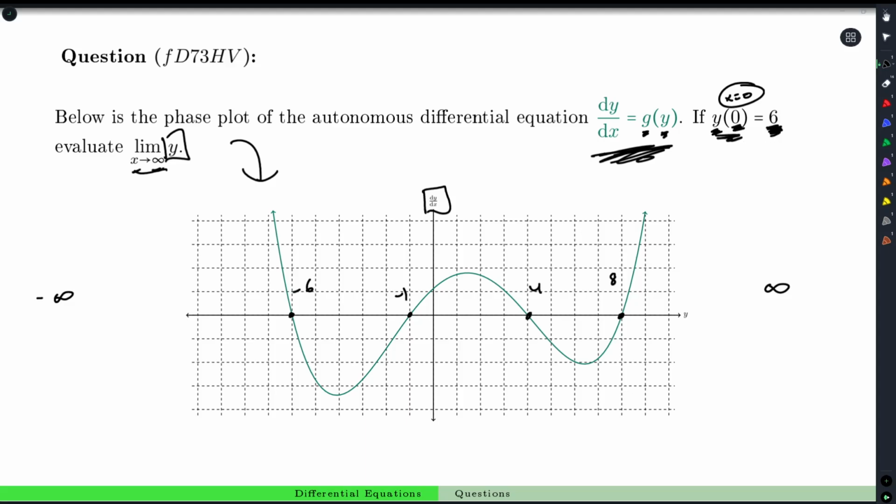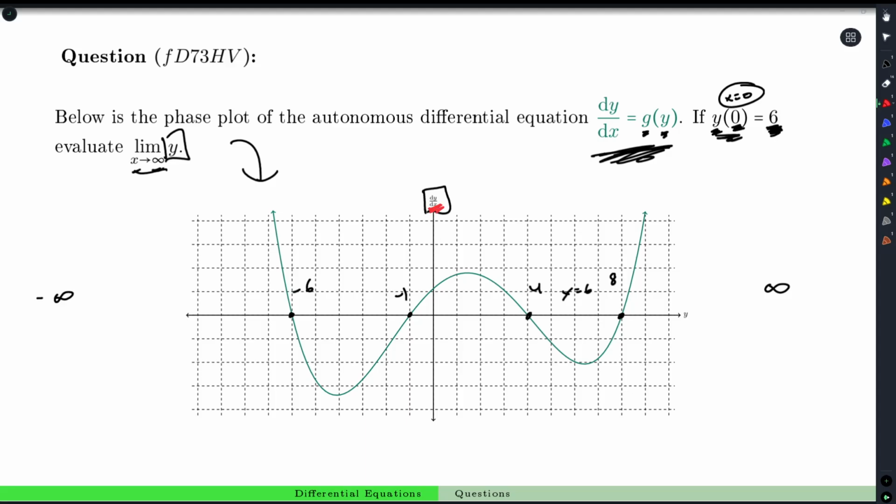So we start with y is 6. And we're going to run into one of the equilibrium solutions. Since we're between 4 and 8, if somebody came along and said you have to guess, I'd guess one of those two. But we can know for sure by drawing in arrows that represent the increasing or decreasing behavior.